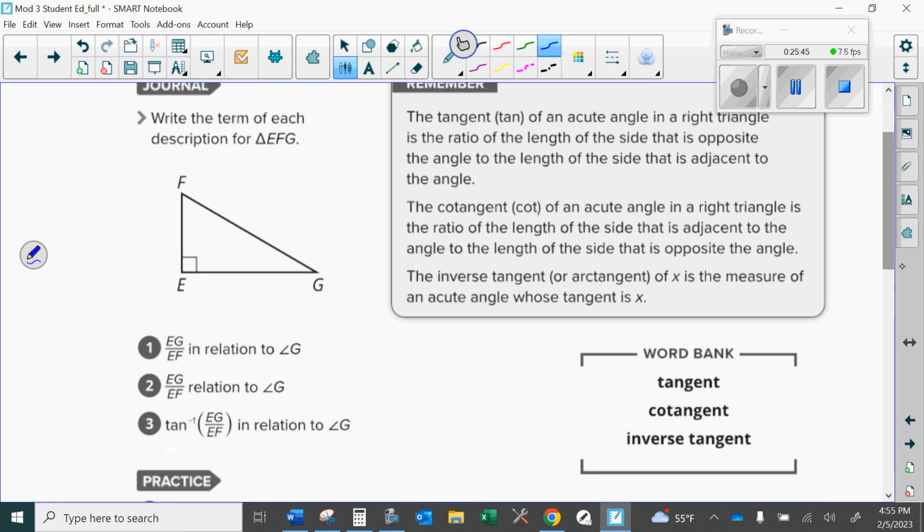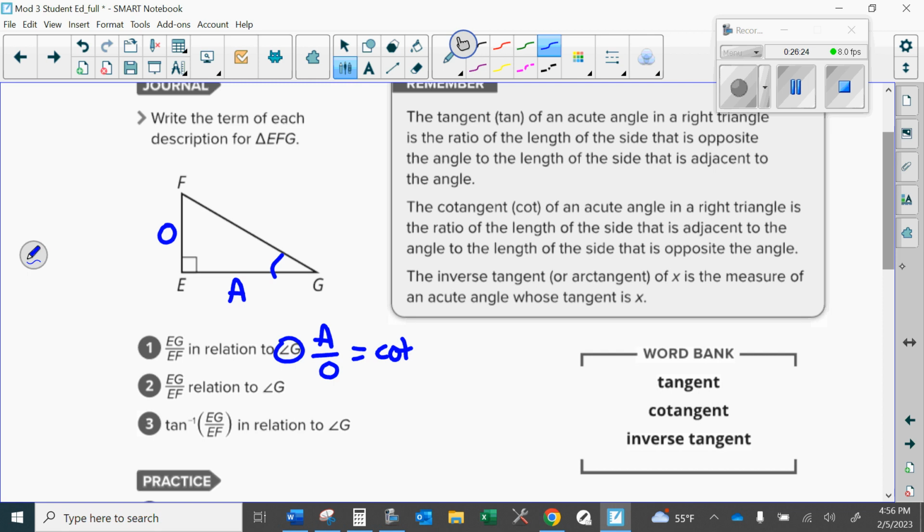Here they're saying write a term for each description for angle EFG. So EG in relation to angle G. So that means angle G is your reference angle. What is EG? That's the adjacent over EF, that's the opposite. Adjacent over opposite, we should know, is cotangent. EG over EF in relation to angle G. It's the same thing. That must be an error on the second one.